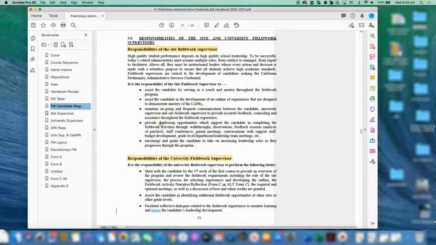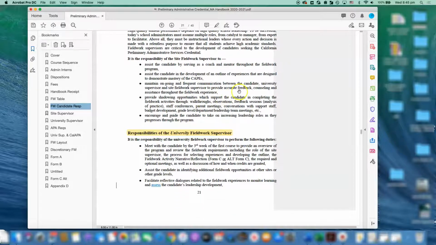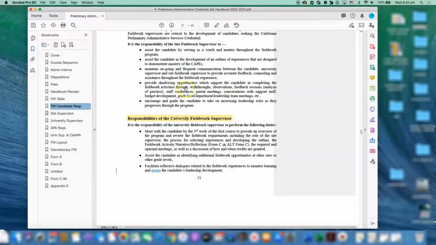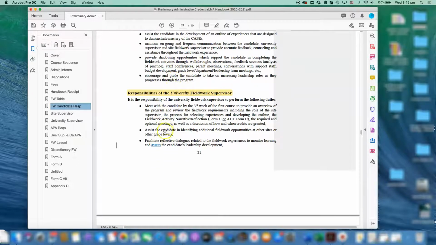So they need to help with communicating with you between the university supervisor and getting feedback and counseling assistance, shadowing, supporting you through the process of learning, through all the staff conferences and walkthroughs and parent meetings you're going to be doing, and supporting staff and budget development. You're going to be covering it all. So they need to be there to walk you through that process. And then, of course, to be an encouragement.